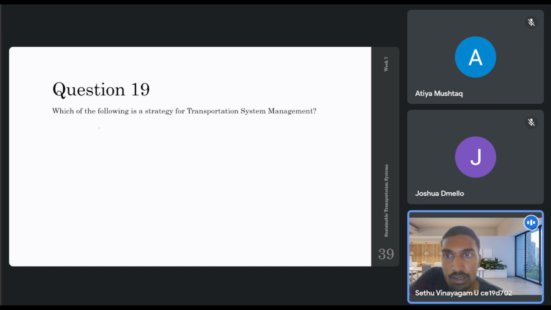Okay, so question number 19 is, which of the following is a strategy for transportation system management? Option A, internal shuttle in the city center, exclusive bus lane, cordon pricing, and all of these.